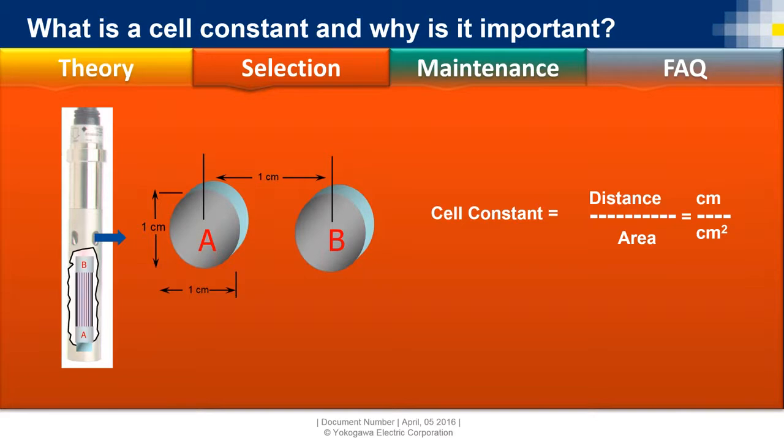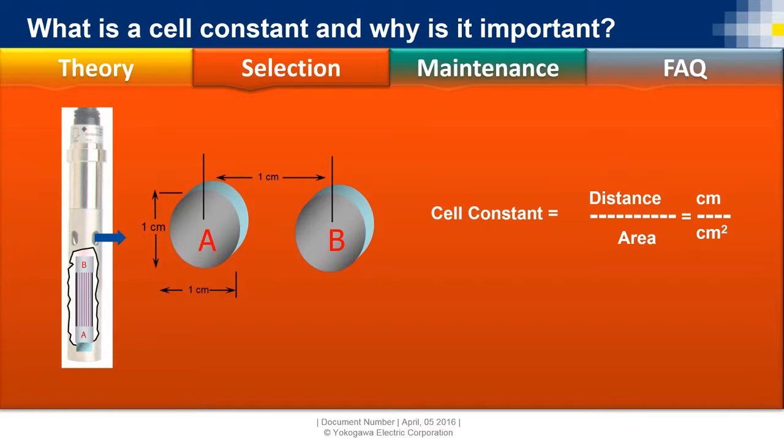The cell constant is calculated by dividing the distance of these electrodes, so either 2 electrodes or 4 electrodes, by the area of the plates, and you get some value. You get like a 0.01, a 0.02, a 0.1, a 0.2, a 1.0, a 5.0, a 10.0, some numeric value. This numeric value is what's inputted into the analyzer, and in the electronics, it does the calculation.